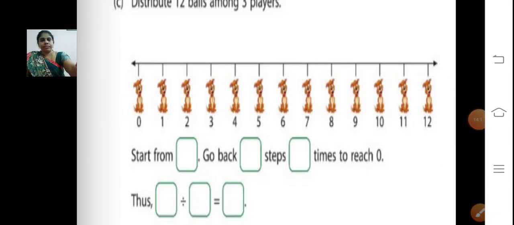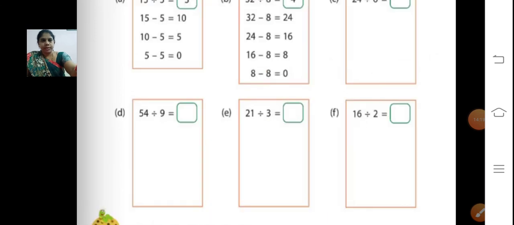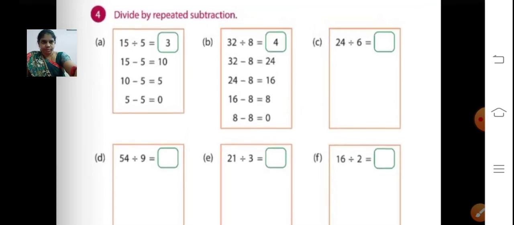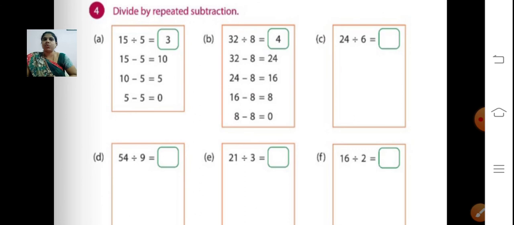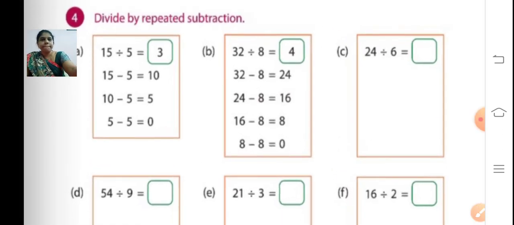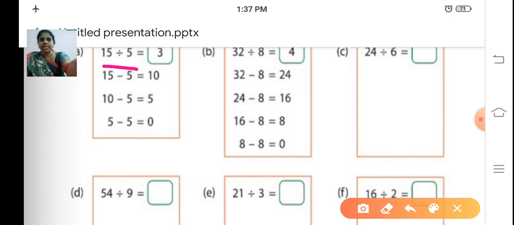So next we'll see. Only one sum we'll do now: divide by repeated subtraction. As we know, division is a repeated subtraction, isn't it? So one sum we'll do now. Remaining sums we'll do in the next class. So now first we are going to divide 15. Just one sum as an example for you.